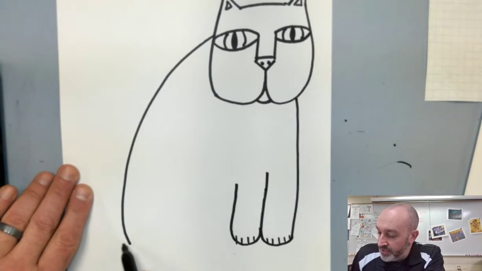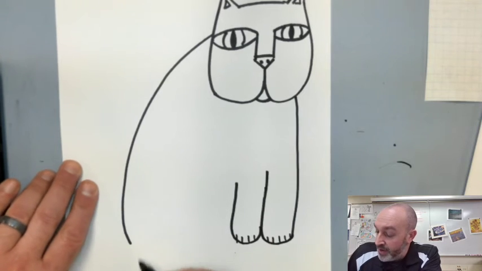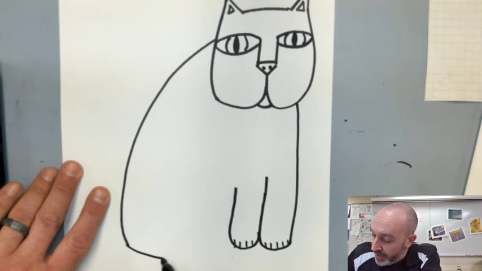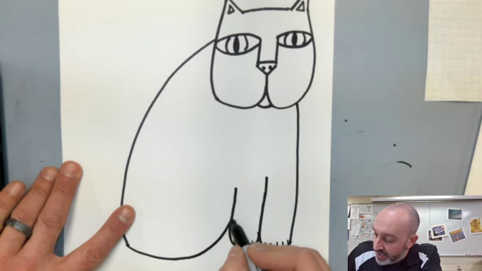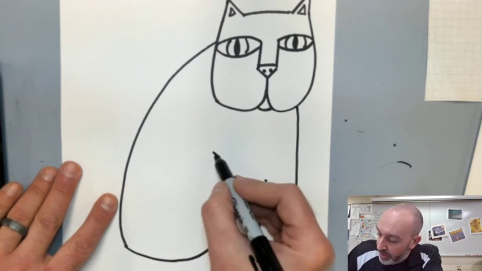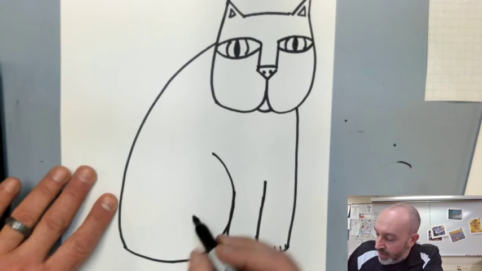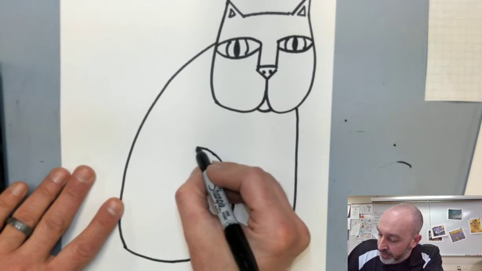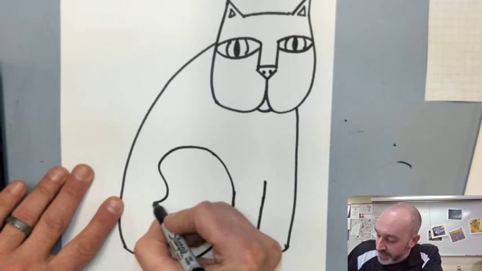Okay, and then now this is going to curve all the way around and turn into a tail. So this here, I can curve it around. It's going to run into this leg. I can curve it in a spiral. I can curve it up back this way. So what do you want your cat's tail to look like? They can all be a little different. Maybe I'll curl mine in like this.